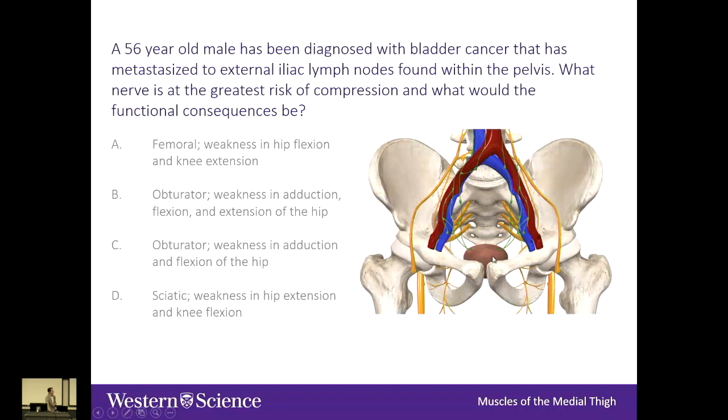Okay, so you have cancer in your bladder. It's spreading up into this region, and the lymph nodes are going to swell up, and then they're going to compress one of the nerves that are closely in this region. So let's think first about what nerve that is, and then we can think about what the consequences will be. Hopefully you guys have that picture in your head. I think it's on your slides.